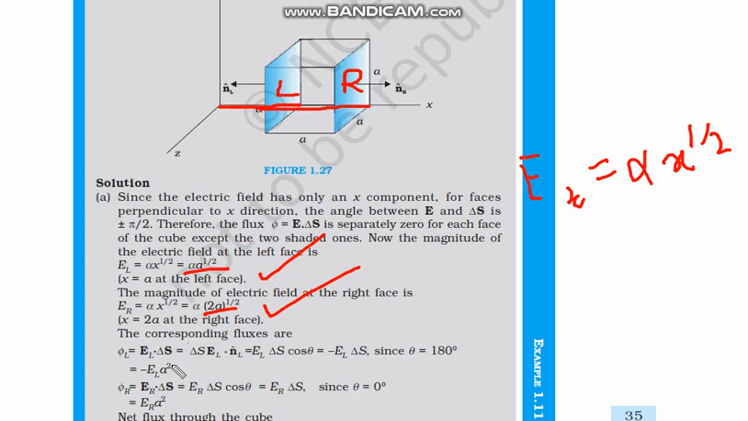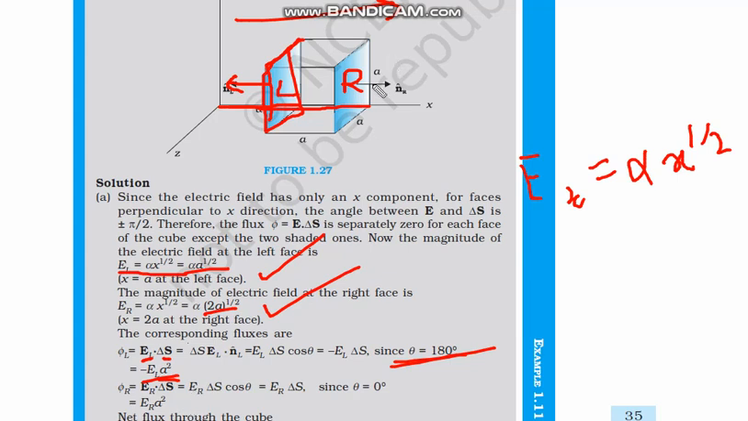Now the left surface, E dot delta S has an angle of 180 degree. So this surface normal is in this direction, outward normal, and the field is in this direction. So the angle is 180 degree. Hence we write simply E dot L, surface area is a, so a square. So this comes as minus EL into surface area a square, and minus is because of the angle 180 degree.